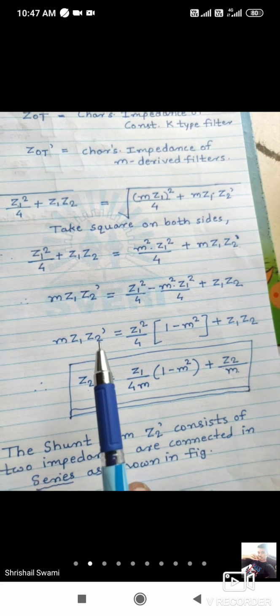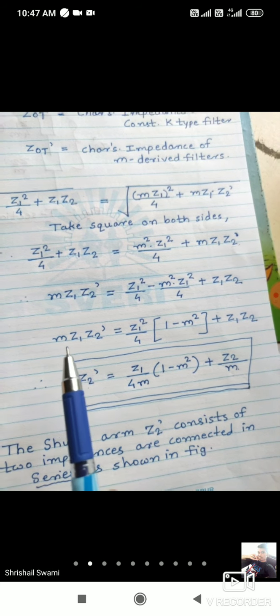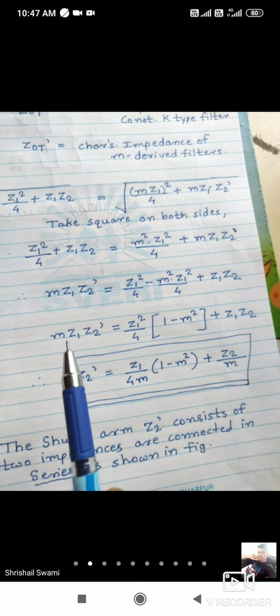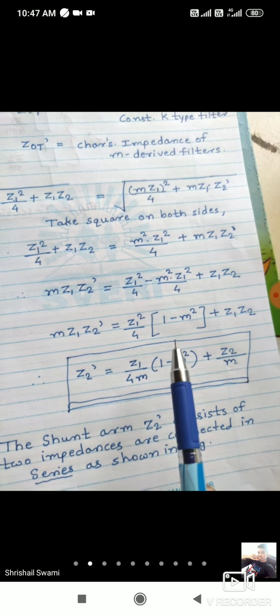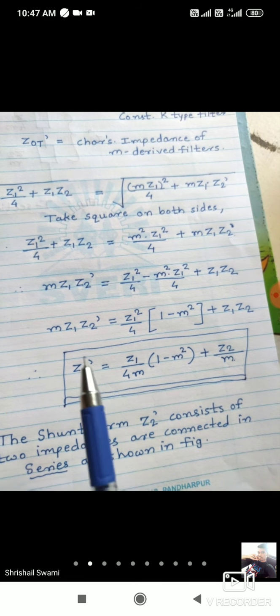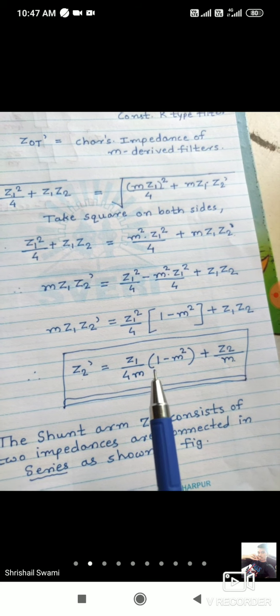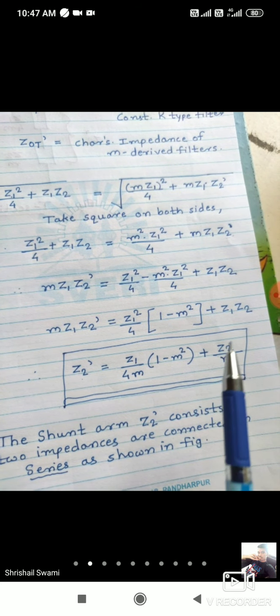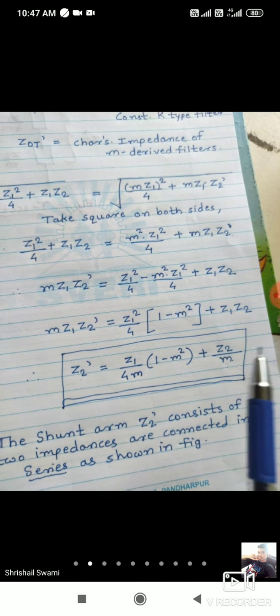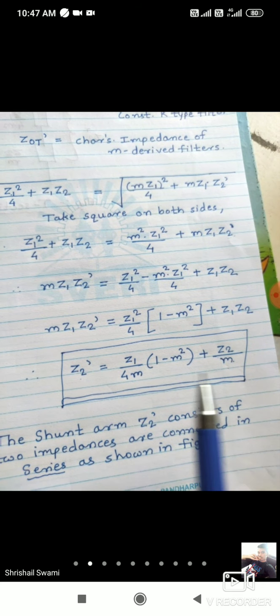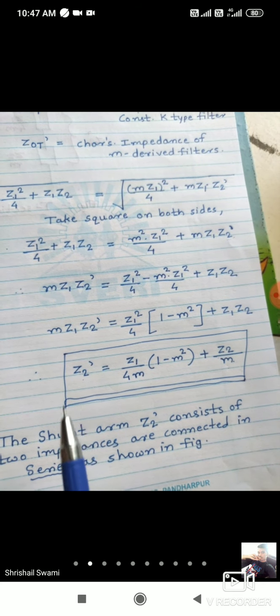Now here I want z2 dash only on the left hand side. So m into z1 here multiplied, you can take in the denominator of the other side. So taking that, you will get z1 divided by 4m into 1 minus m square plus z1 will get cancelled here, z2 divided by m. So this is the expression of z2 dash.